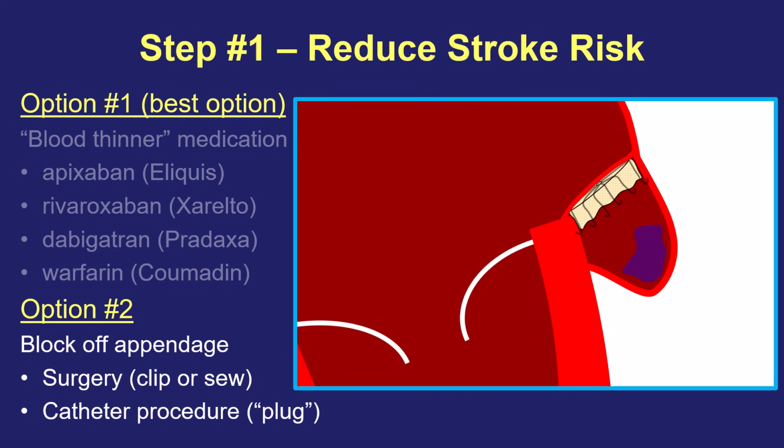But the best option overall, if someone's able to do it, is to take a blood thinner pill. That's our best weapon against clot and against stroke in atrial fibrillation.